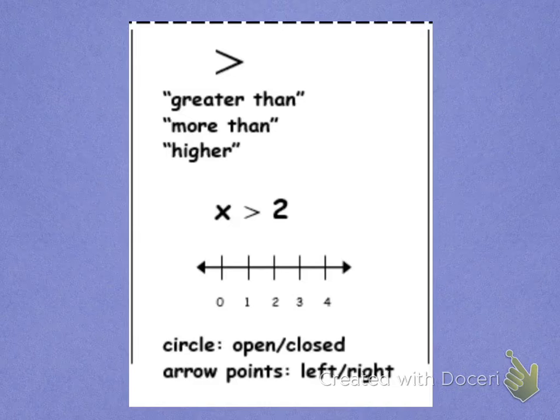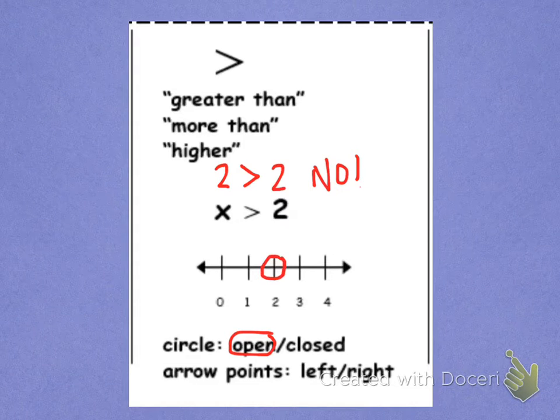Then we have greater than, more than, or higher. So again, if I were to plug in 2, just to verify, is 2 greater? And the answer is no. Therefore, it is an open circle because our inequality does not involve 2. And then if I were to make this into an arrow, it would be pointing to the right. So again, I want to shade or highlight on my number line to the right, saying that everything greater than 2 is a solution to x is greater than 2.